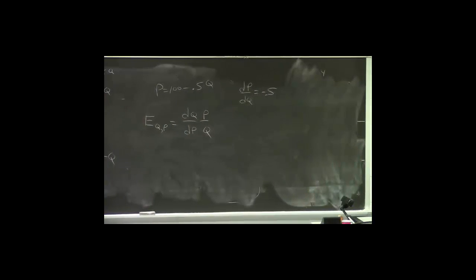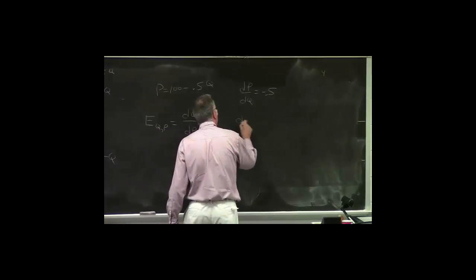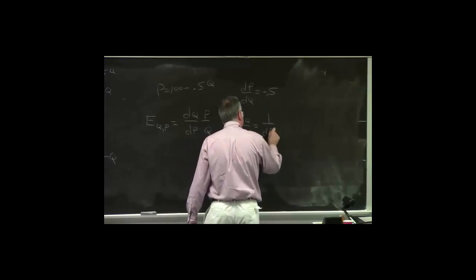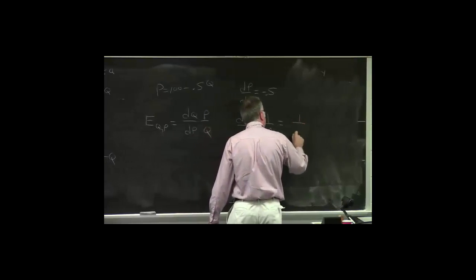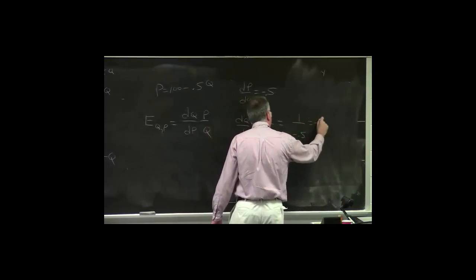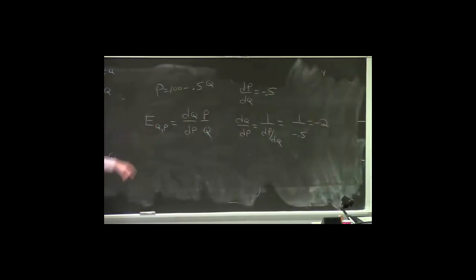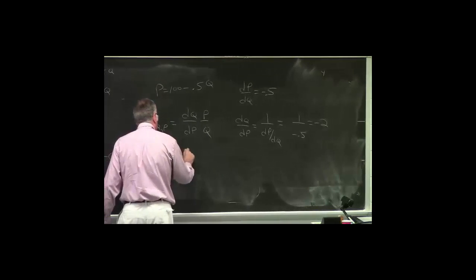Notice this is a monotonic decreasing function. So that means the inverse function exists, and dQ/dP has to be what? Yeah, dQ/dP has to be 1 over dP/dQ. That's the inverse function rule. So it's 1 over minus 0.5, or minus 2. So minus 2 is your dQ/dP. So that goes in here.